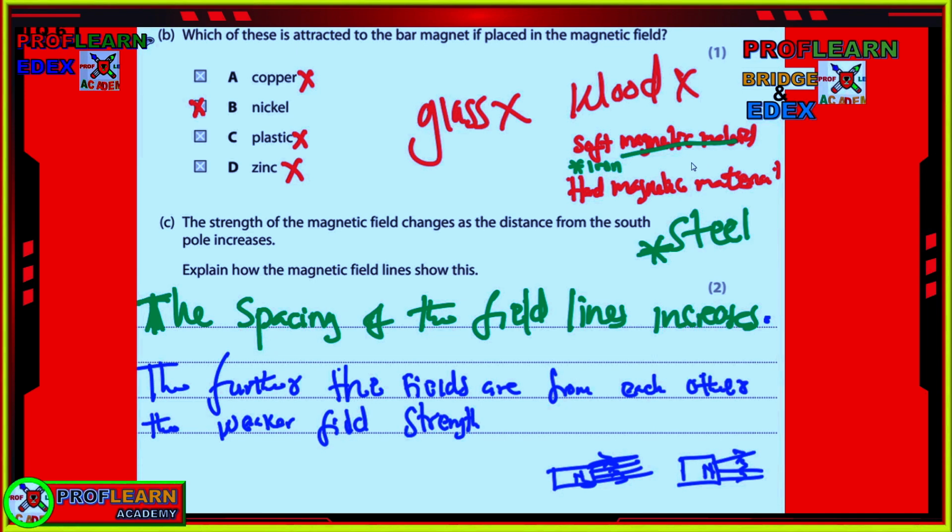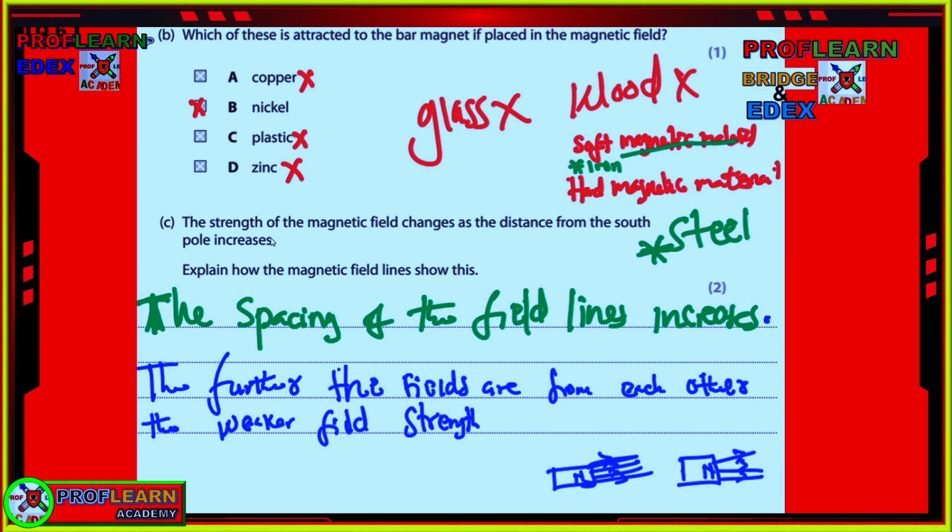we have materials called soft magnetic materials and hard magnetic materials. An example of a soft magnetic material is iron, and an example of a hard magnetic material is steel. Soft magnetic materials are those which are easily magnetized, but once magnetized, they lose their magnetism quite fast. Those materials are used to make temporary magnets. Hard magnetic materials are difficult to magnetize, but once magnetized, they retain the magnetism for a long period of time. So these materials are used to generate permanent magnets.